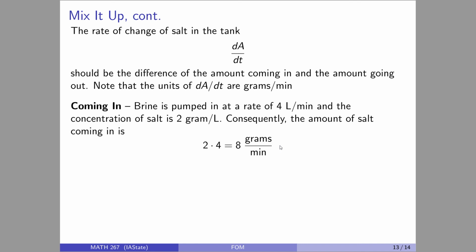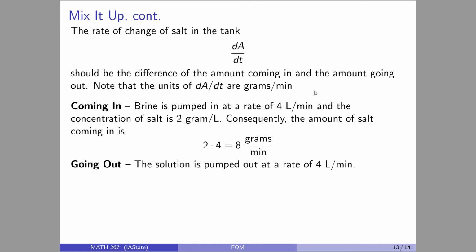So the amount of salt coming in is the concentration of the salt times the flow rate. So there are 8 grams per minute coming in. Note, I looked at the units, and I remember the units I need are grams per minute. I've got liters per minute times grams per liter, multiply them out, liters cancel. Unit analysis is key when it comes to modeling. Paying attention to your units.